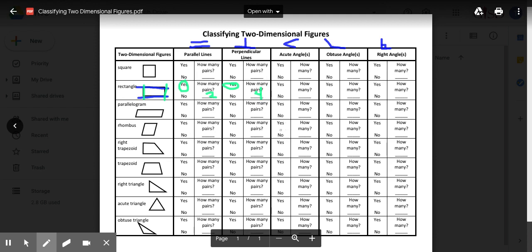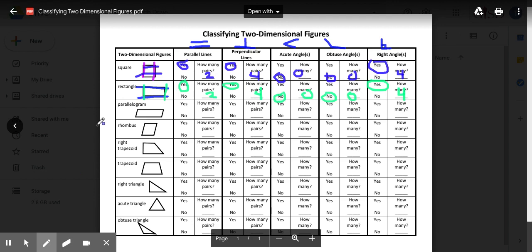Again, just like a square, you know that it has no acute angles because you know a rectangle is made up of four right angles. So your answer is no. And then you would put 0 for the number. Again, obtuse angles, just like a square, it has no obtuse angles, so your answer for this one is no. And then 0. And just like a square again, it has 4 right angles, so your answer for this one is yes. And then 4 right angles.